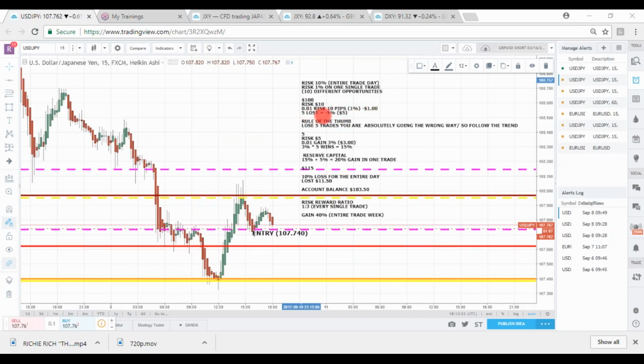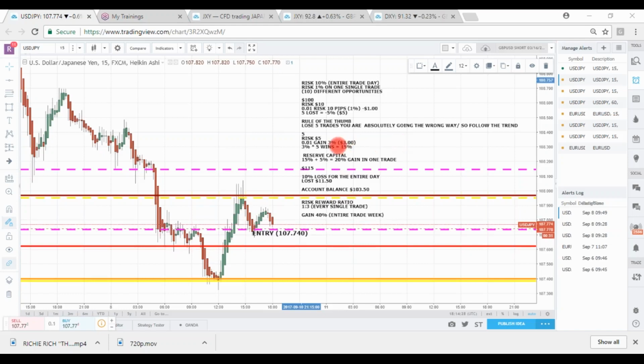Let's say you lost 5 of those trades. That's 5%. You still have 5 more percent that you can trade with, 5 more dollars that you can risk. With that being said, the rule of thumb here is if you lose 5 trades, you were absolutely wrong and you're going in the wrong direction, so follow the trend. If you lose those 5 trades, that's 50 pips at the end of the day. But you've only risked $5, using good risk management and good risk to reward ratios.